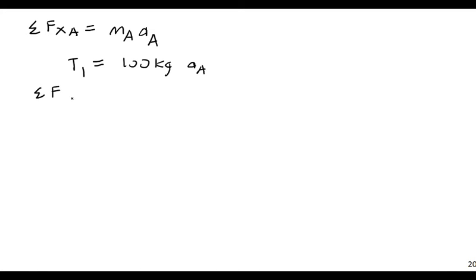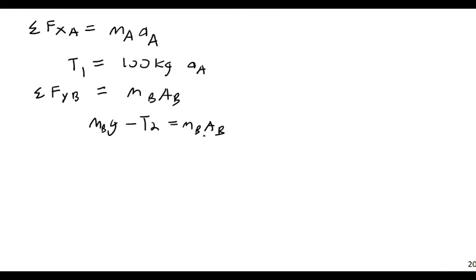Then I can do the summation of forces in the y direction on, let's say, block B. On block B, that's going to be MB AB, or simply MB times G. That's going to be weight. MB times G, that's the weight here, minus T2 is equal to MB AB.